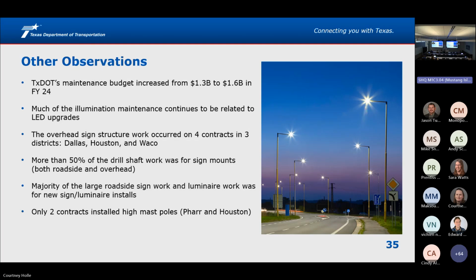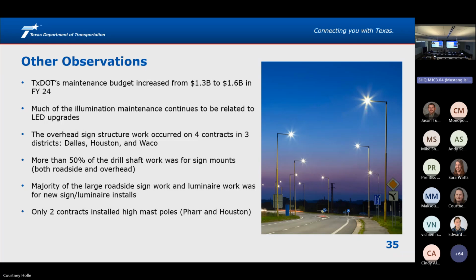It did appear to me that a lot of the large roadside sign work and the luminaire work was new install, so new signs, new luminaires. That's somewhat interesting on a maintenance contract, where you would typically expect replacements: luminaire poles that got hit, or large signs that may have been hit or even blown over. The bid item data didn't necessarily reflect that. However, there could be some issues there where maybe we are not using the correct pay item.